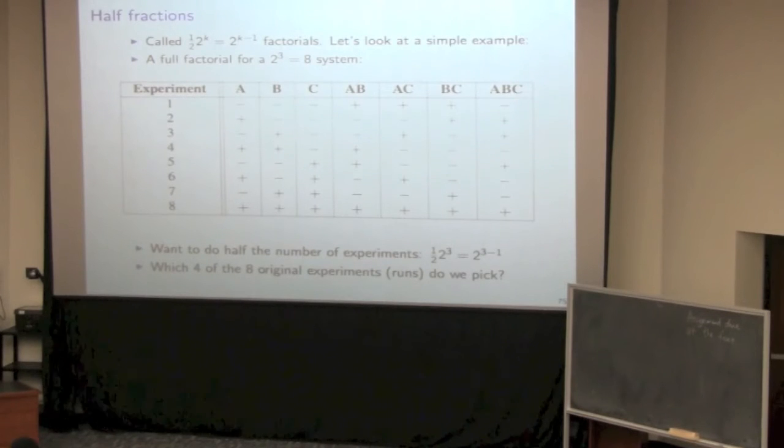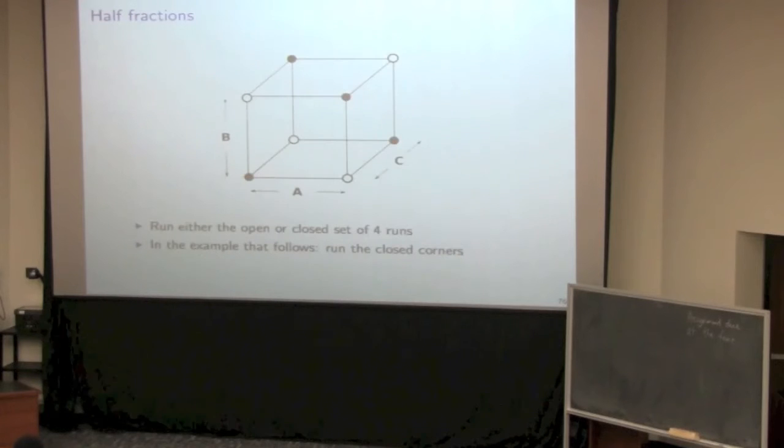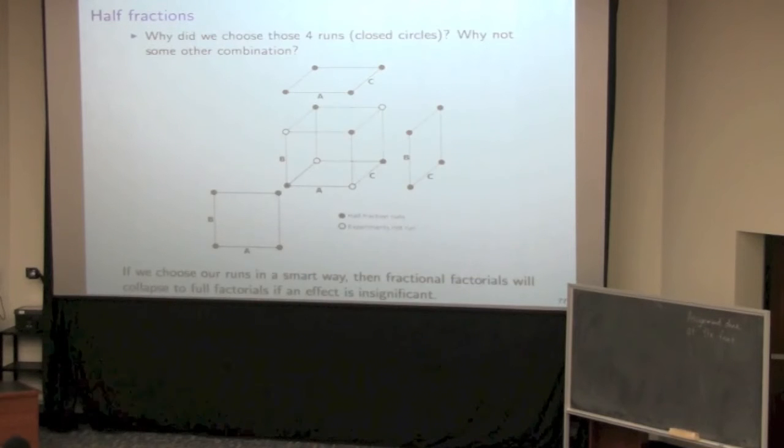But if we don't have that full budget to do all 8, we can only do 4 experiments. We looked last time at which 4 we're going to pick. And the decision was basically to pick either the open circles or the closed circles. It doesn't really matter much which one you pick. And if you do that, we're going to look at the analysis of the data today. I did preempt where we're going to end off with it.